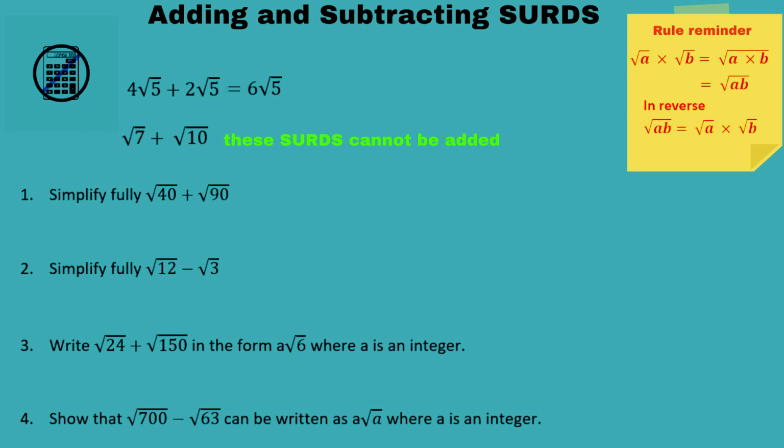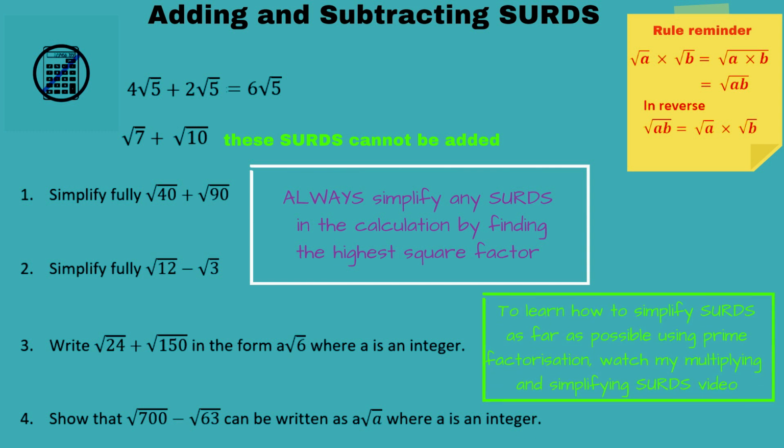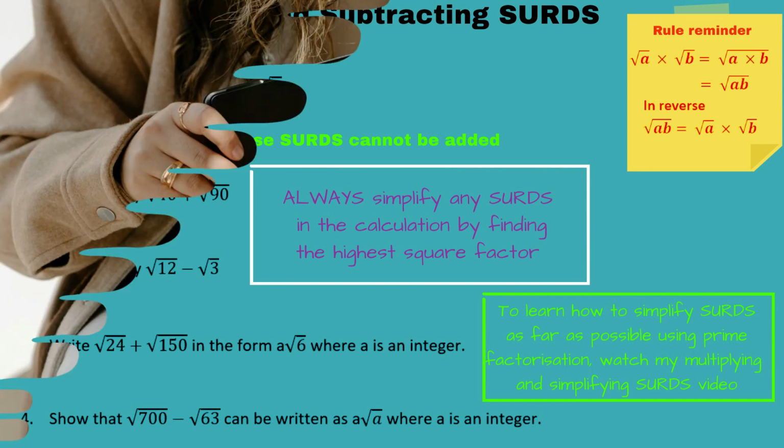We will simplify as far as possible by looking for the highest square factor. This will ensure that all the surds in the calculation will then be the same, enabling them to be added or subtracted. If you'd like to learn how to use prime factorization instead, to simplify as far as possible, watch my video on multiplying and simplifying surds.